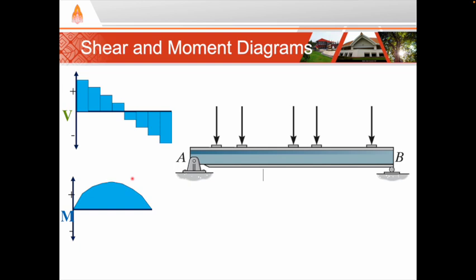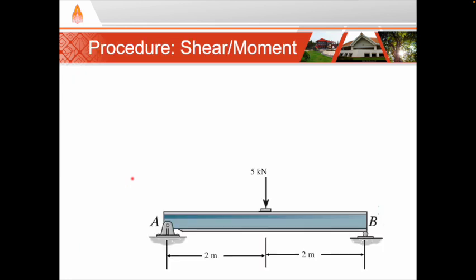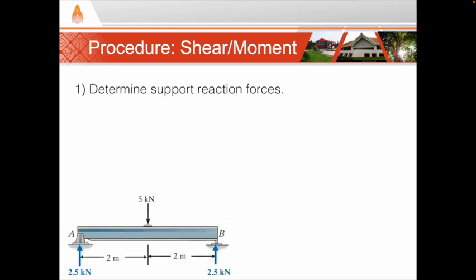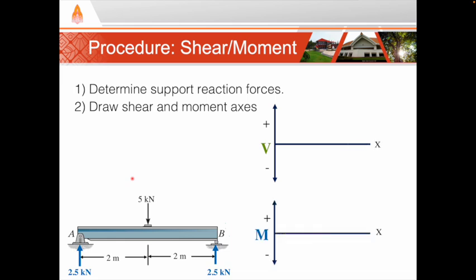So here's the procedure for drawing shear and moment diagrams. First, determine the support reaction forces. In this example, the supports are both 2.5 kilonewtons. Second, draw two x-axes representing the length of the beam. One for shear, labeled with a V, one for moment, labeled with an M.